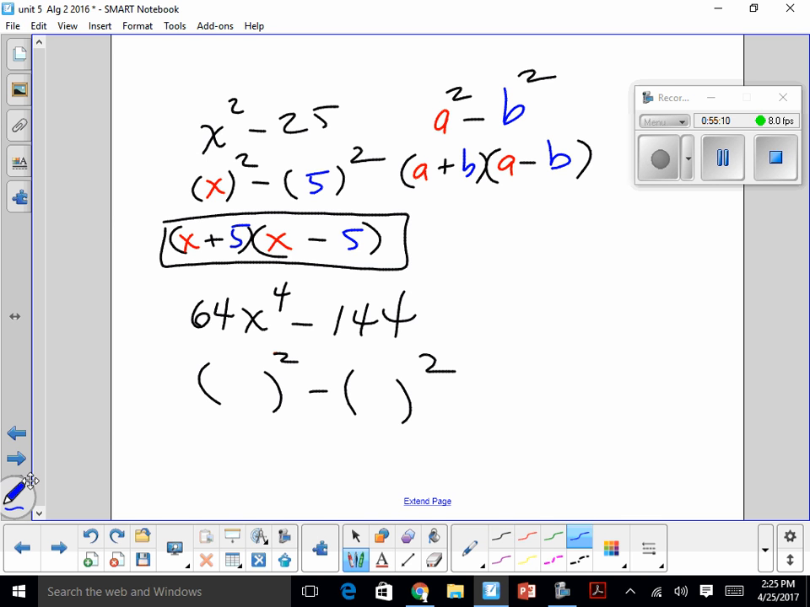The second part is a little bit harder. Let's start with the 64. How do you write 64 as something squared? 8. And there's the 8. Remember the 8 timetable. Here's the hard part. How do I write x to the 4th power as something squared?